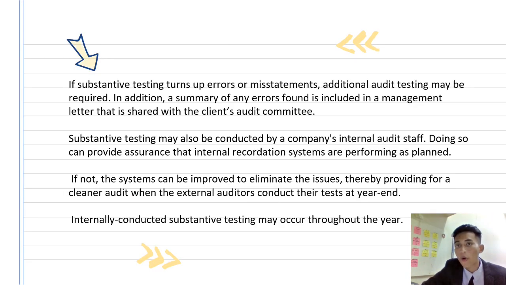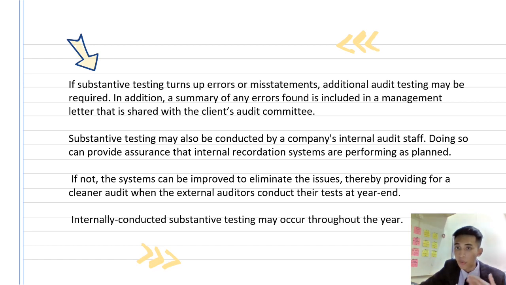So, what will happen if the substantive test turns up errors or misstatements? In this case, additional audit testing may be required. Also, a summary of any errors or misstatements found is included in the management letter that is shared with the client's audit committee. Substantive tests may also be conducted by a company's internal audit staff.